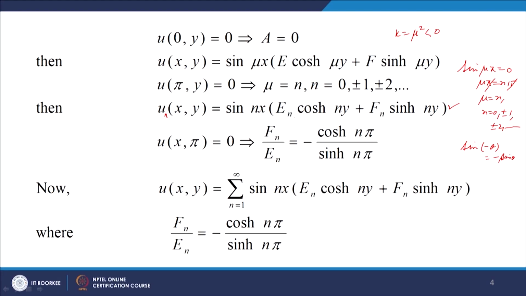So, we can write E_n cosh(nπ) equal to minus F_n sinh(nπ), and therefore, F_n over E_n will be equal to minus cosh(nπ) over sinh(nπ). Now, let us write this equation u(x, y).